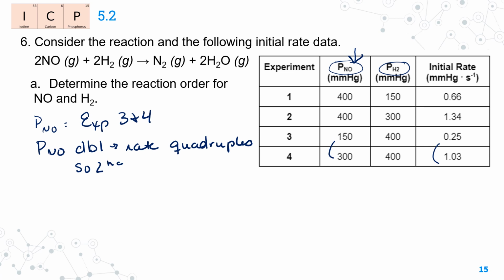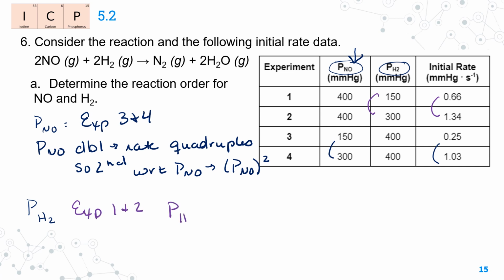So this is second order with respect to the pressure of NO, and I'm going to write that as PNO to the second power. Notice that we don't put these in brackets because they're not concentrations, they're pressures. Then if I'm looking at the pressure of hydrogen, let me change the color. I'm going to look at experiments 1 and 2. For experiments 1 and 2, the pressure of the hydrogen gas doubles, the rate doubles. So this is first order with respect to the pressure of hydrogen.